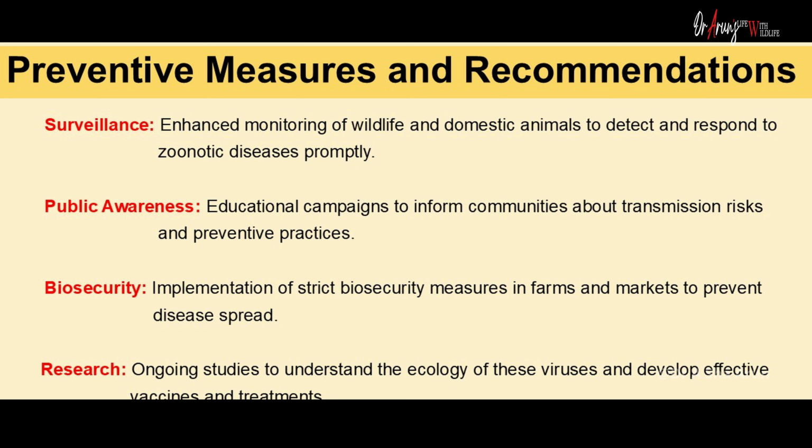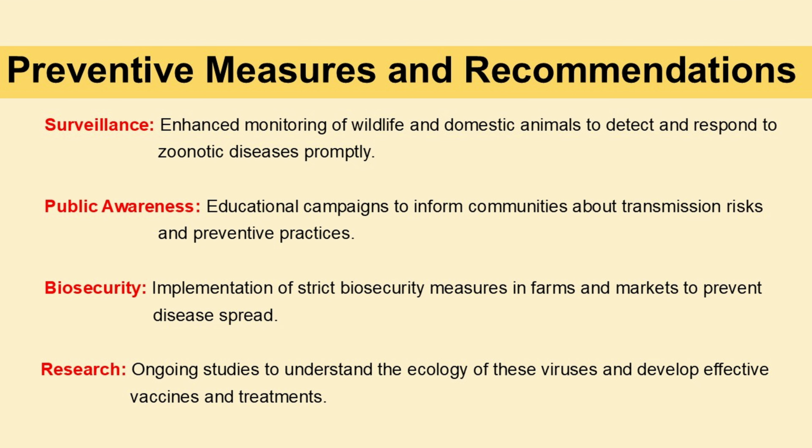As we have already seen in another session, implementation of strict biosecurity measures in farms and markets to prevent disease spread is again a responsibility of every individual citizen. The fourth preventive measure is research: ongoing studies to understand the ecology of these viruses and develop effective vaccines and treatment. So in conclusion, these outbreaks highlight the intricate link between wildlife health and human well-being, emphasizing the importance of a One Health approach that integrates human, animal, and environmental strategies.